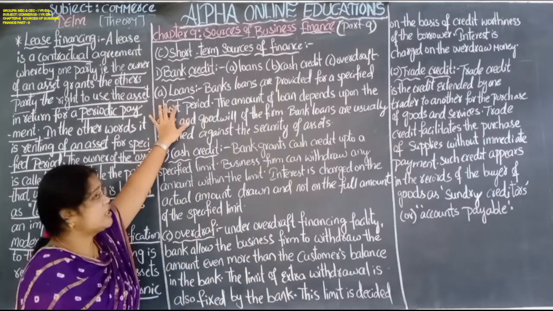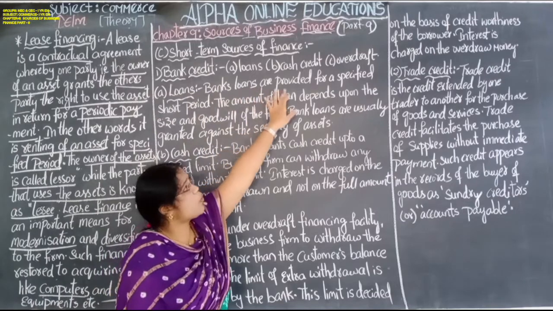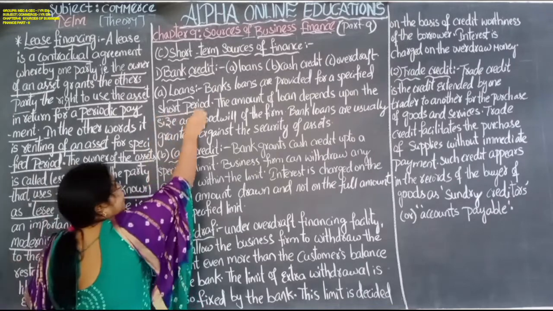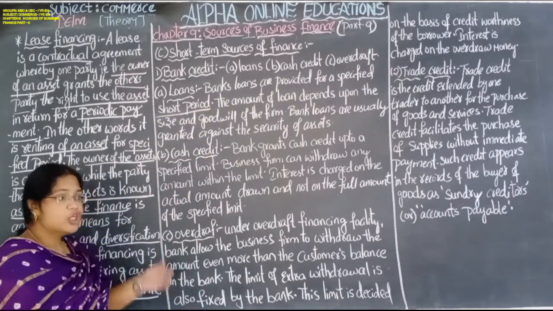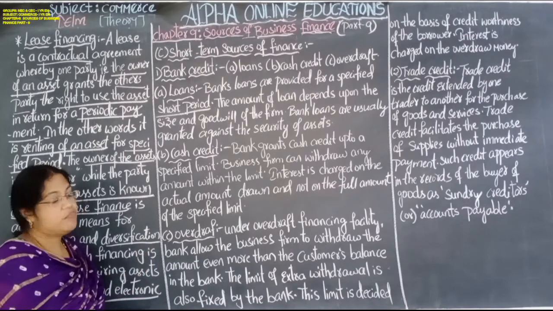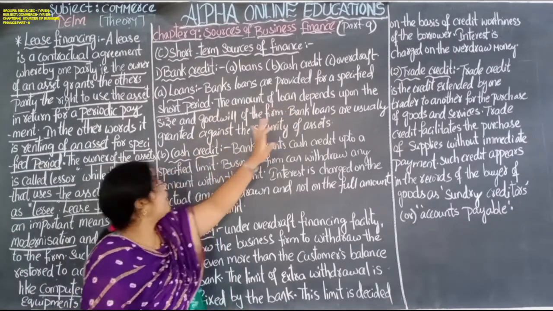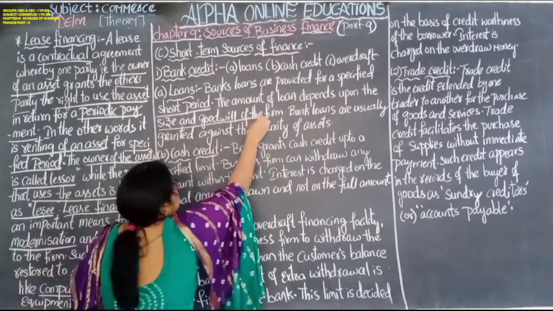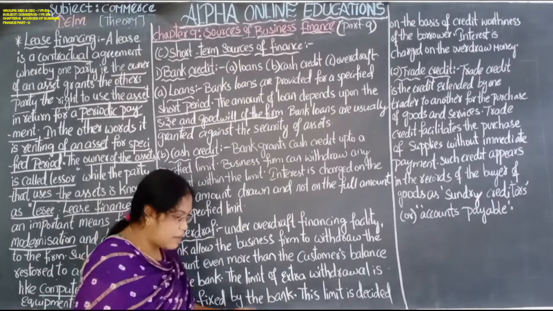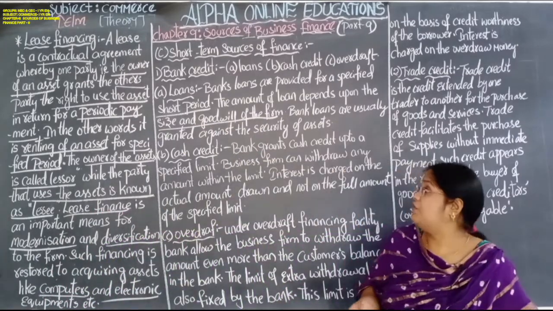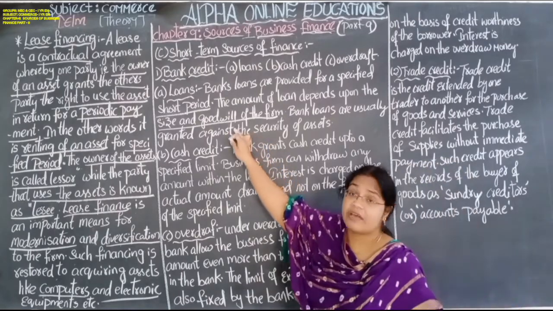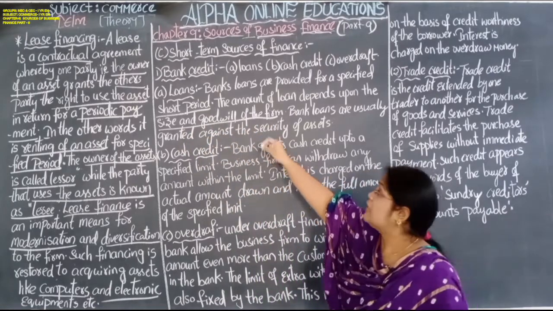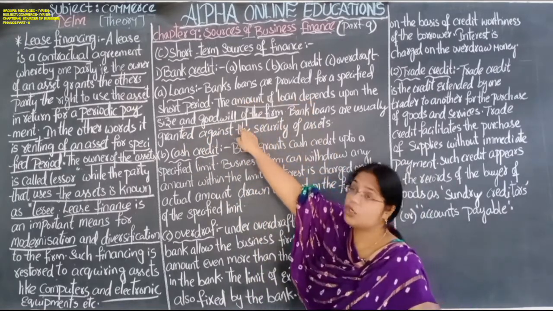Loan, we know what a loan is. Bank loans are provided for a specified short period, generally within 1 year. The amount of the loan depends upon the size and goodwill of the firm. Goodwill I have explained to you in the previous video.